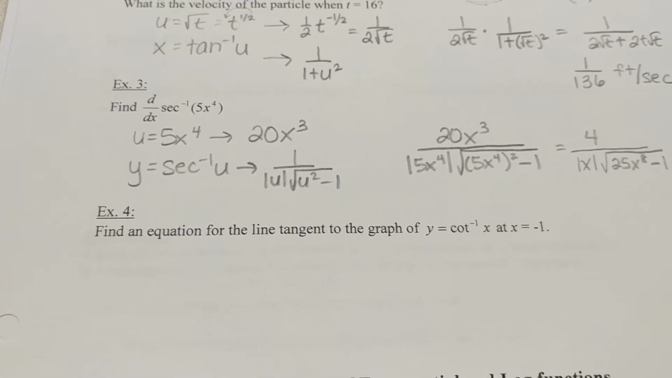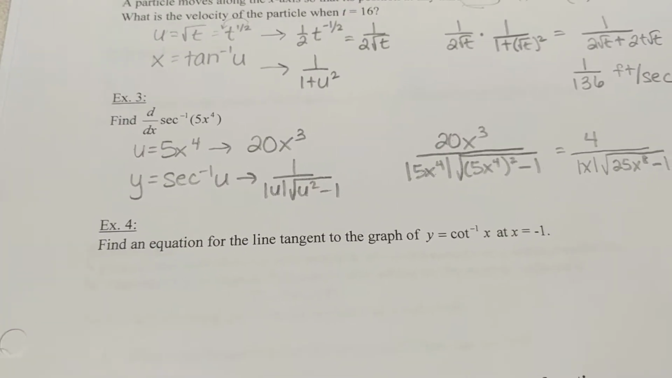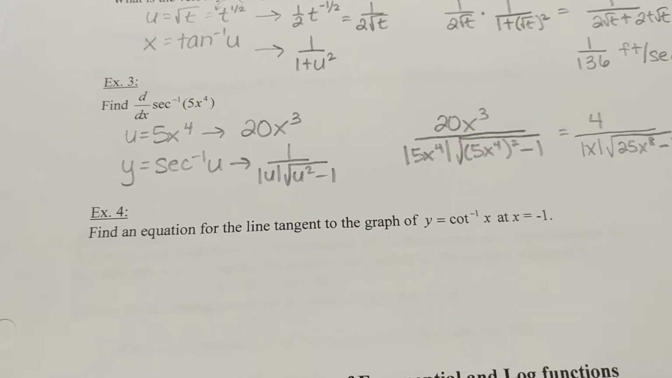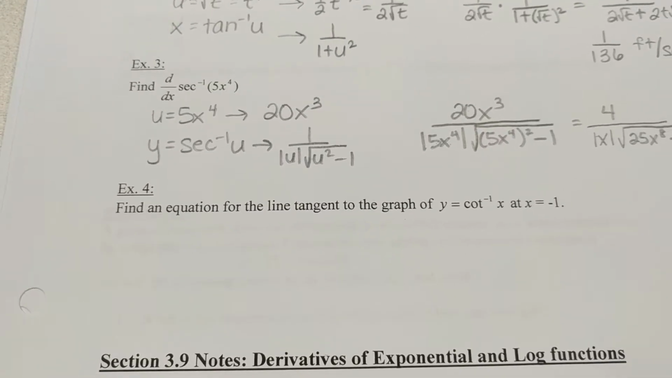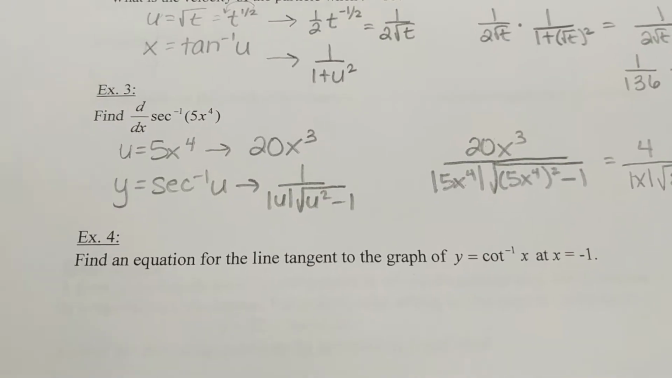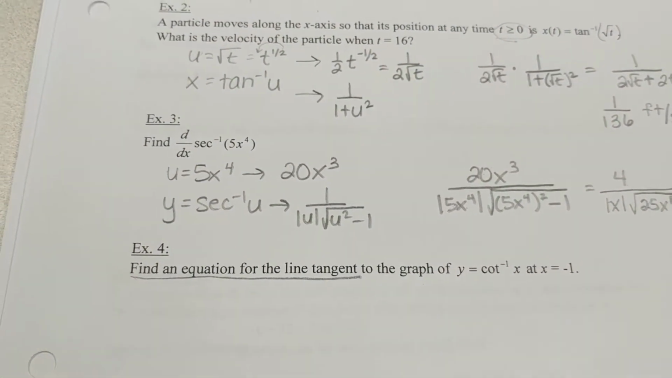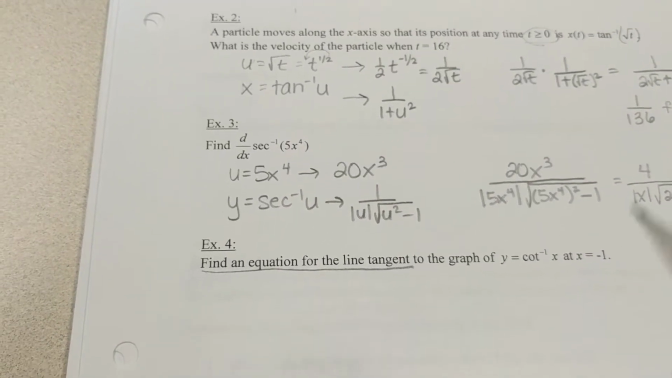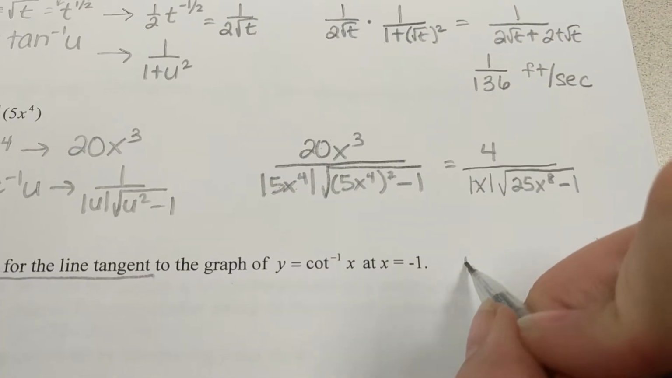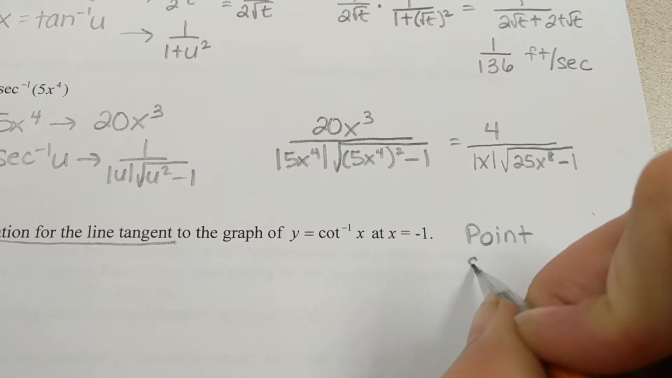Last but not least, example 4. There's those magical words. It says find the equation for the line tangent. What are the two things that you have to identify right away when you see this? We need to have a point and a slope. So they've started to give me a point.